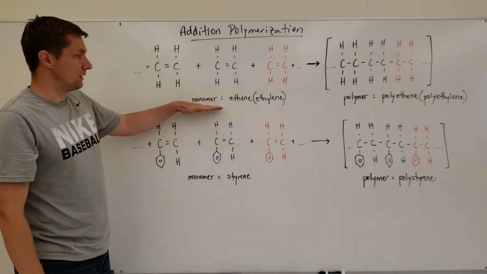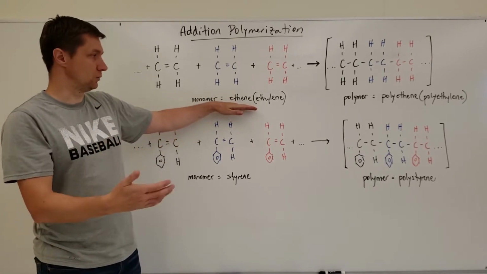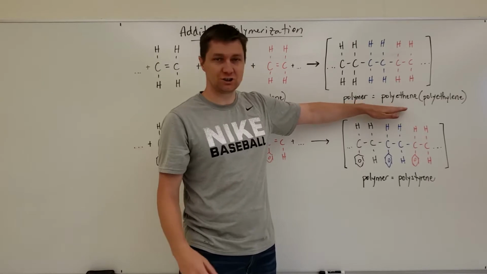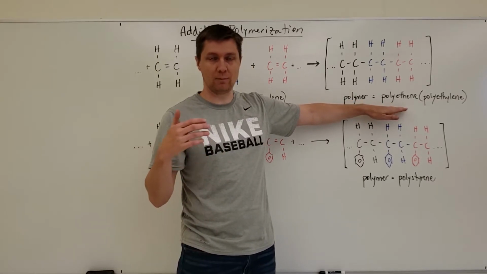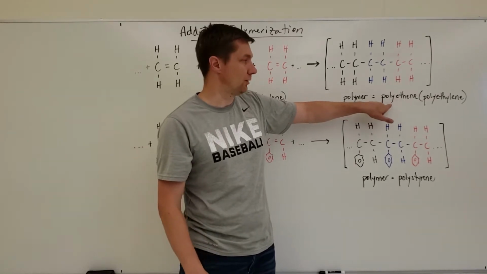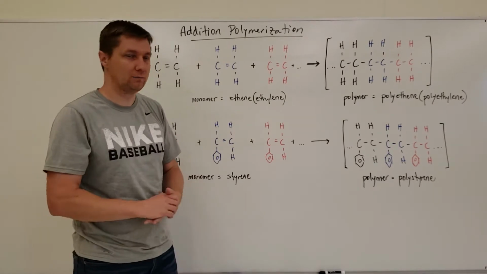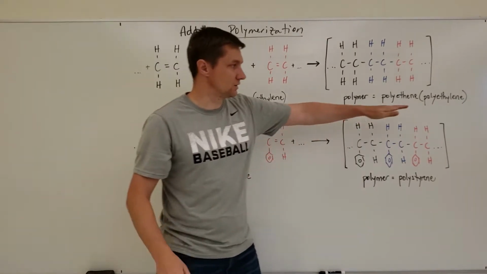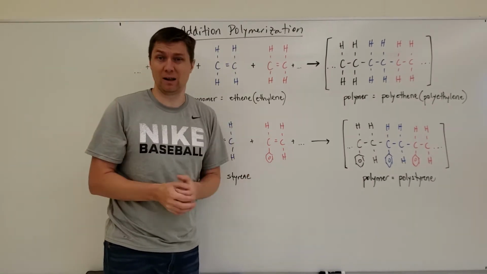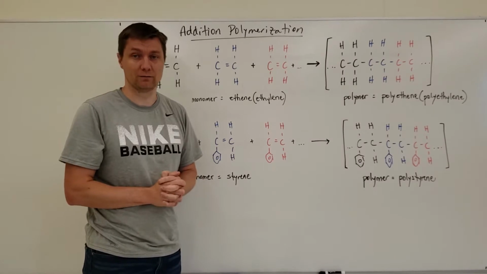So when we name these, the monomer ethene is what's being used. When we go to the polymer and we have to name it, we're just saying that this polymer is made out of many monomers. So it's made out of many ethenes. So we call it polyethene. Now, because ethylene is the more common name for this substance, this is called polyethylene, which you may have heard of before. It's just a plastic, the plastic that, for example, garbage bags are made out of and stuff like that.